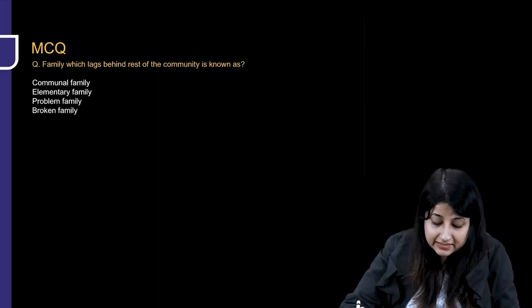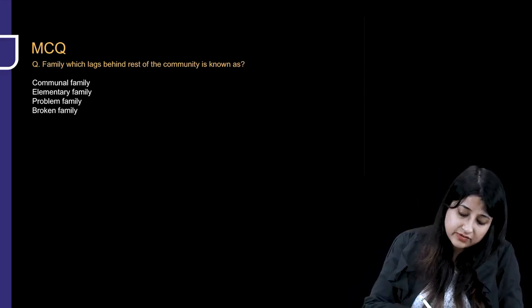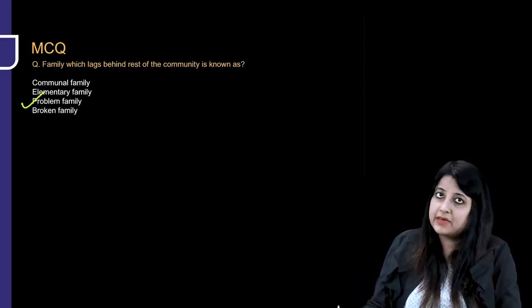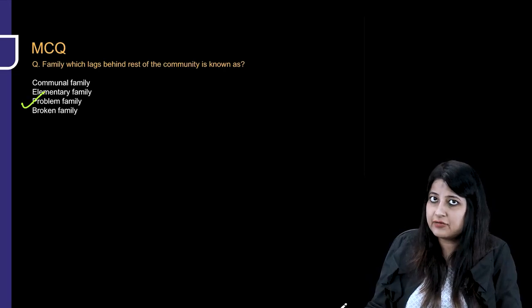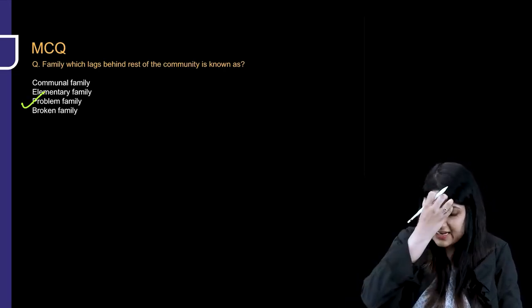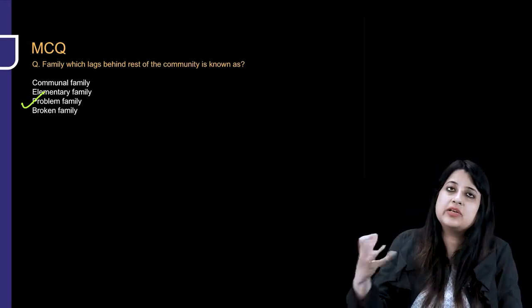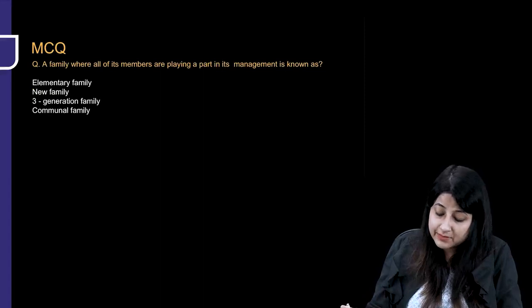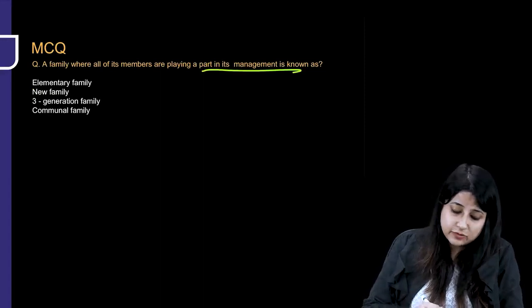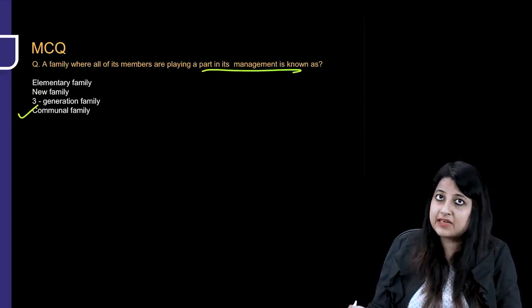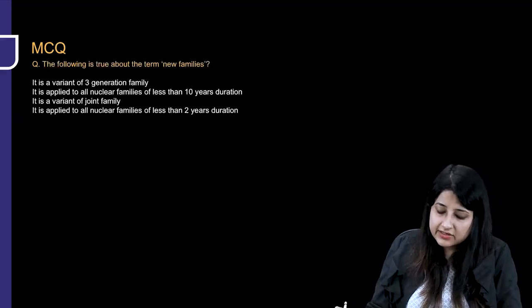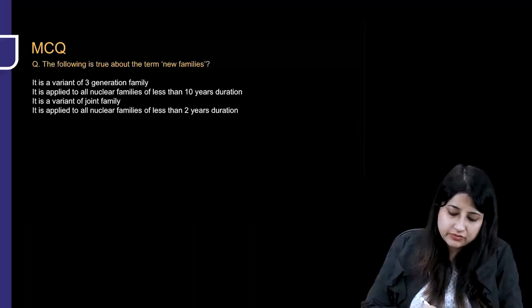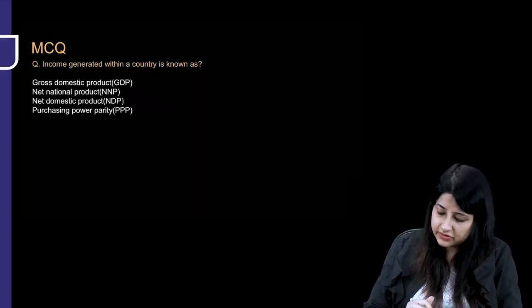Let's have a quick look at some questions. Family which lags behind the rest of the community is a problem family, right? Broken is where the couple is divorced, separated, or any of the parents is dead. Elementary is nuclear, and communal is where there's division of labor. Nuclear family, we all know, is husband, wife, and dependent children. A family where all of its members play a part in its management, this is what? A communal family, right? Like a community. The following is true about new family: I told you it's an all nuclear family of less than 10 years duration.